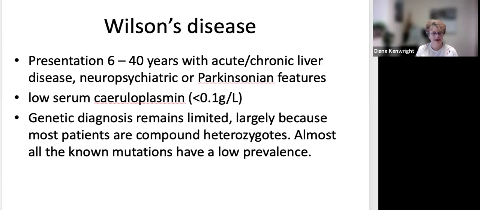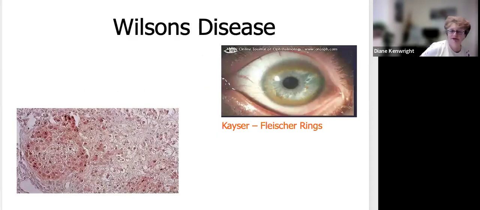Here we go, classic pictures of Wilson's disease. So the Kayser-Fleischer ring is a classic picture that is just like one of the classics in medicine. And what we see in the liver is this browny copper pigment, which we can measure on a liver biopsy.